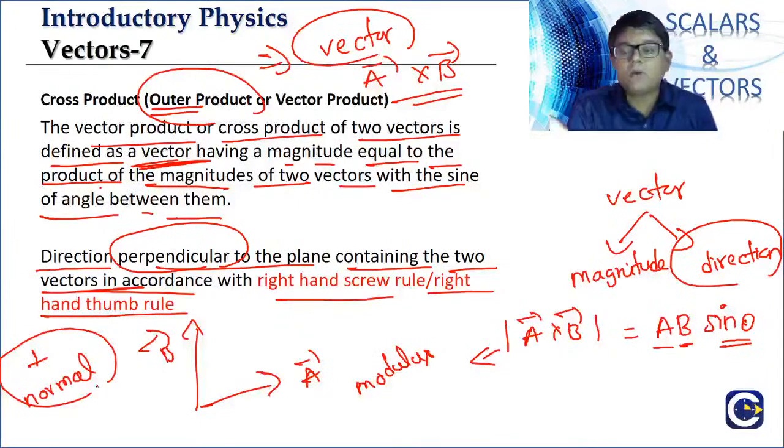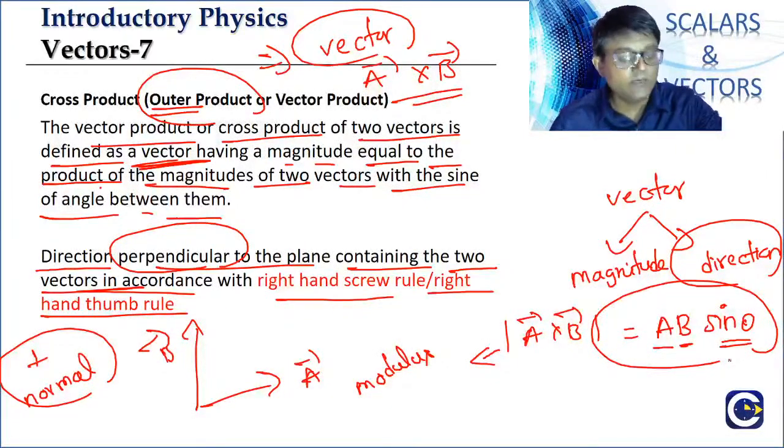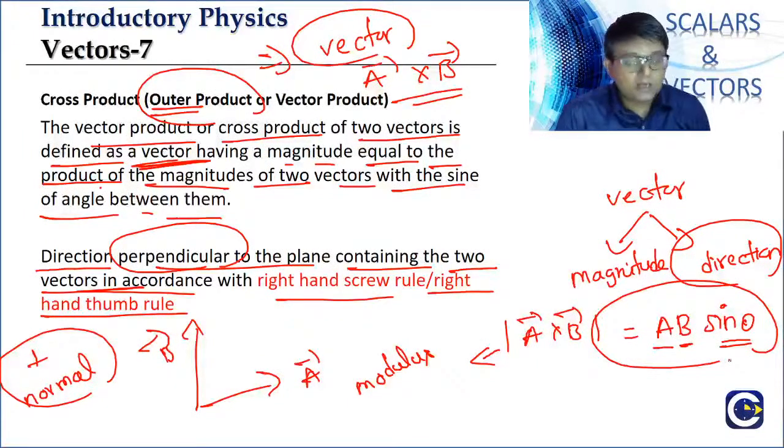But here, what is the conclusion from this discussion? We are able to understand the magnitude. So the cross product, which is also called the vector product of two vector quantities, will also be a vector, which will have a magnitude A into B into sine theta. What about the direction? We are going to learn about the direction. Direction will be given by the right hand screw rule or right hand thumb rule.